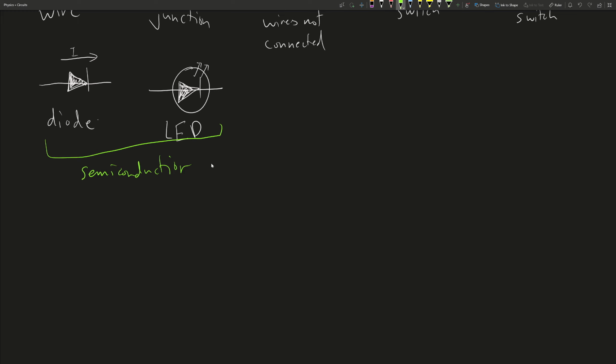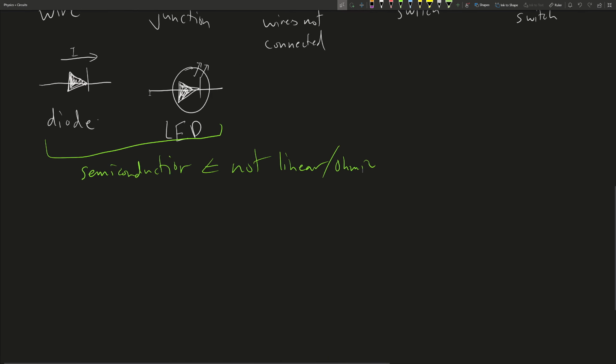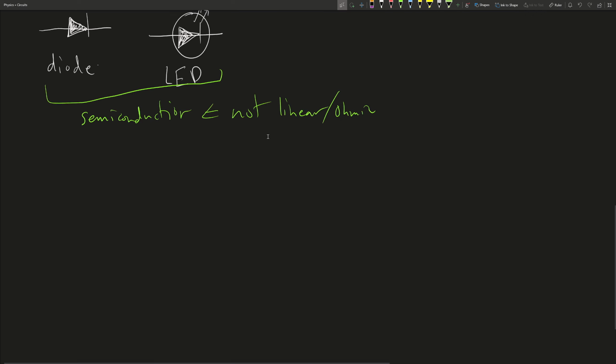Semiconductors are not linear, so they don't follow Ohm's law. That means a lot of the circuit analysis techniques that you use cannot be applied to semiconductors. You can't use Ohm's law on a semiconductor because it's not ohmic and it's not linear. But semiconductors are very useful for certain purposes, especially in more complex circuits.